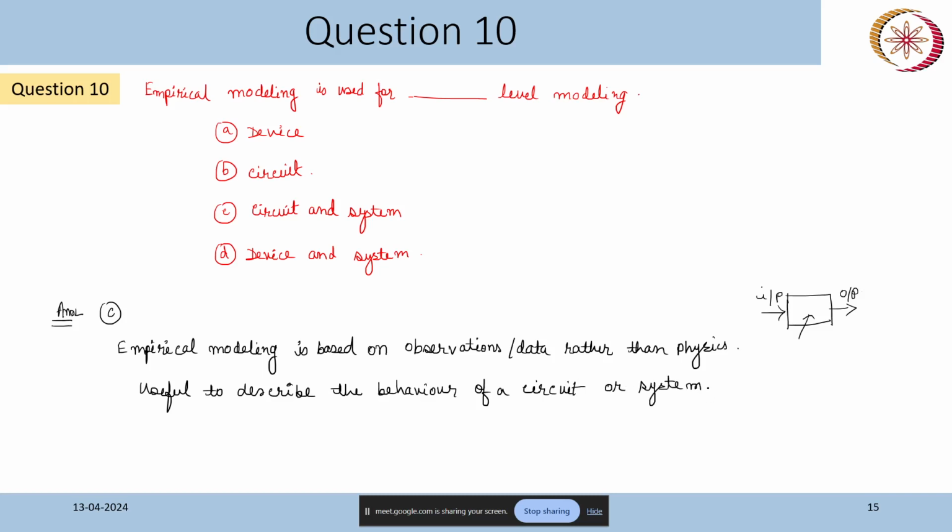So the way people do the modeling of device and circuits and system, the approaches are different, like it can be different. For complicated design, empirical modeling is often preferred.